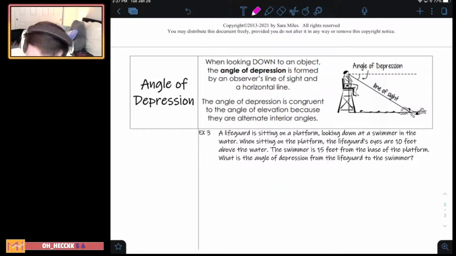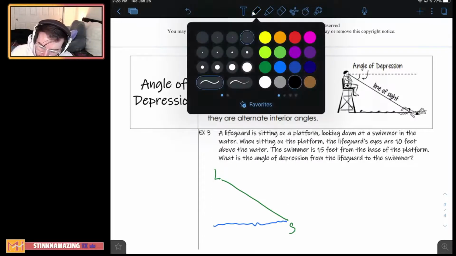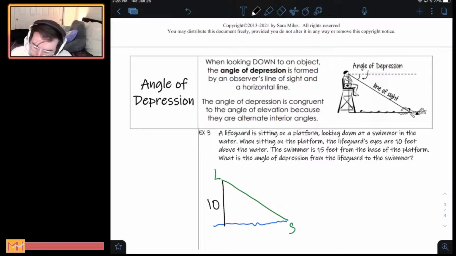When looking down to an object, that's called the angle of depression. All right? So depressed meaning you're down, okay? So we're looking down. A lifeguard is sitting on a platform looking down at a swimmer. So my eyes are looking downwards. In the water. When sitting on a platform, the lifeguard's eyes are 10 feet above the water. So here is the water, and the lifeguard's eyes are 10 feet above. The swimmer is 15 from the base of the platform.